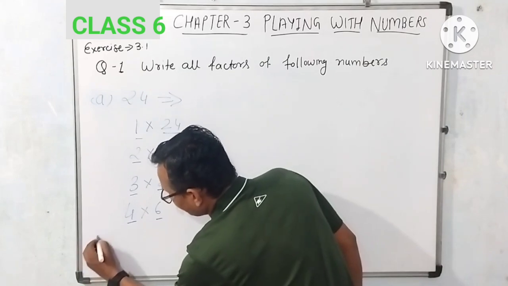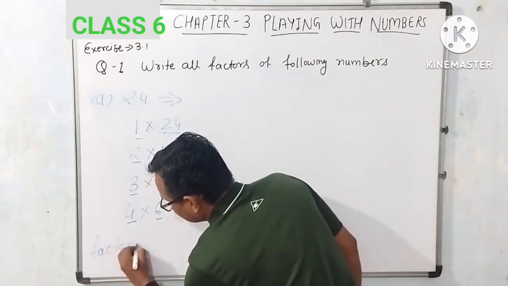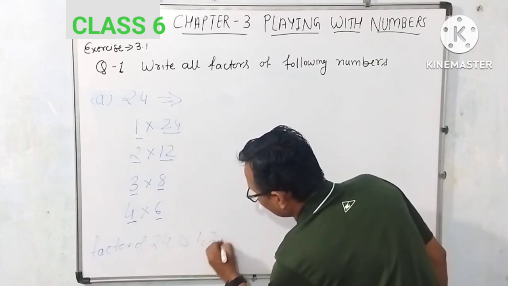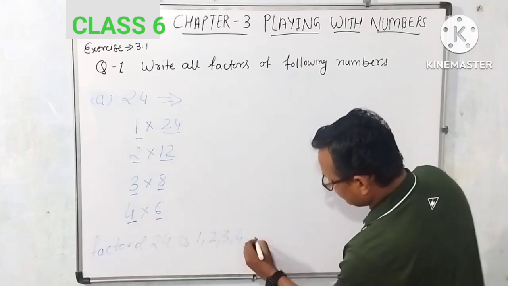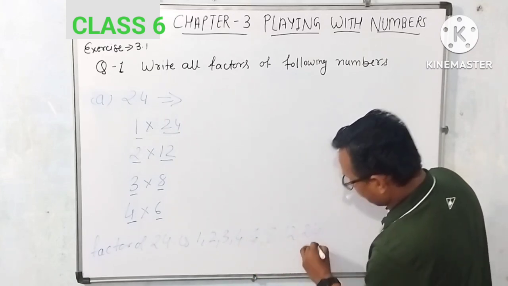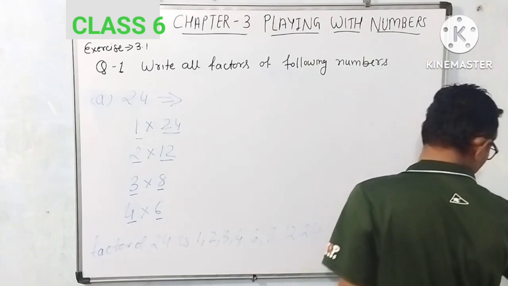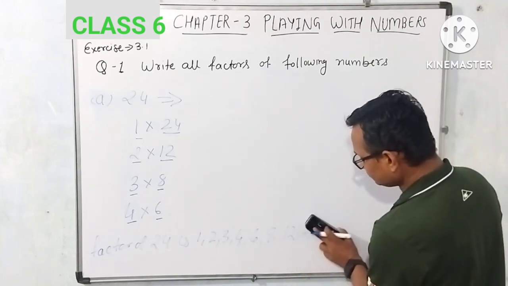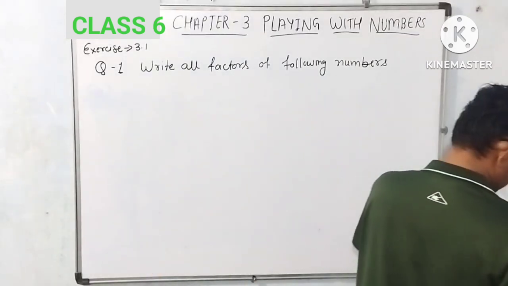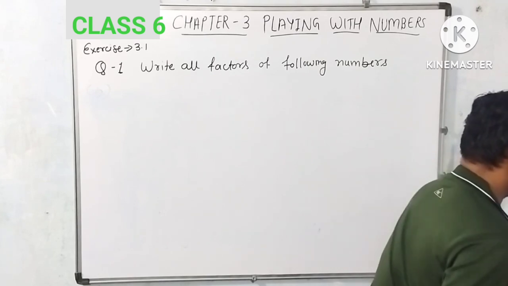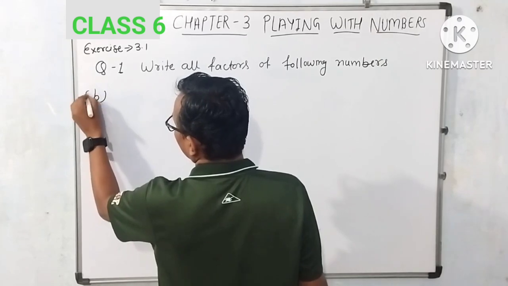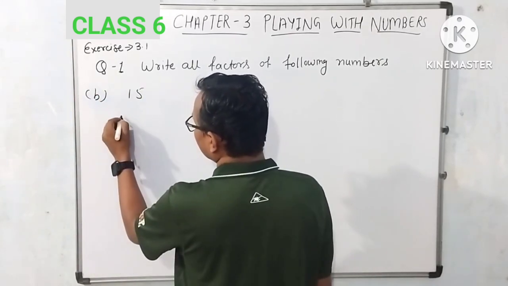So we can write factors of 24 are 1, 2, 3, 4, 6, 8, 12 and 24. Now we do the next question. So here we can write 1 into 15.